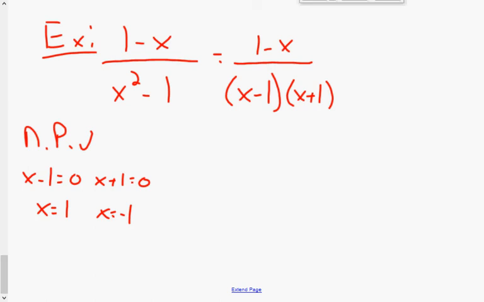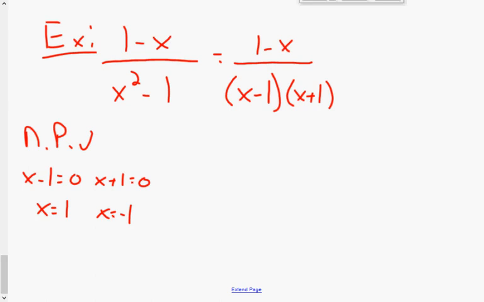Questions about the difference of squares? Question for you guys. We're so close. x minus 1 and 1 minus x. Are those the same thing? No. So we can't eliminate them like that, can we? But there's a way to do it.